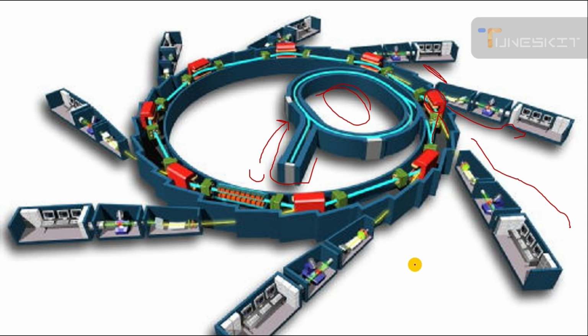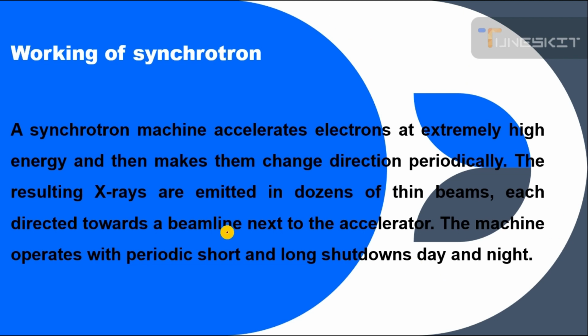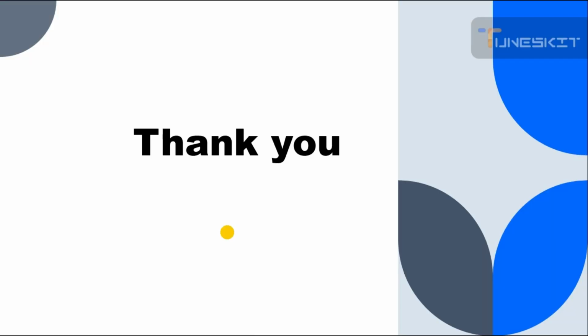Now the working of the synchrotron. In simple words, a synchrotron machine accelerates electrons to extremely high energy and then makes them change direction periodically. The resulting X-rays are emitted in dozens of thin beams, each directed toward a beam line next to the accelerator. The machine operates with periodic shots and long shutdowns day and night. So this is all about the instrumentation of X-rays and the sources of X-rays.